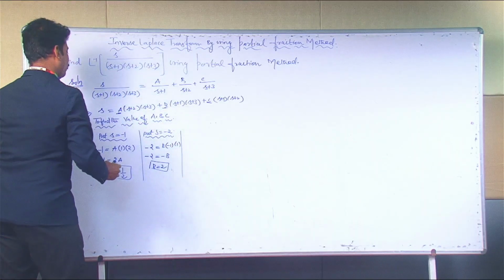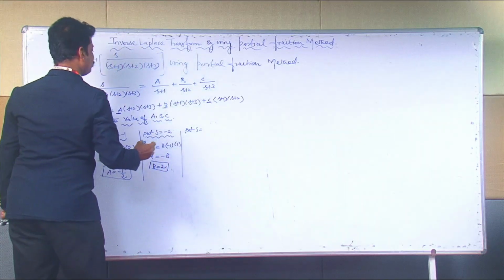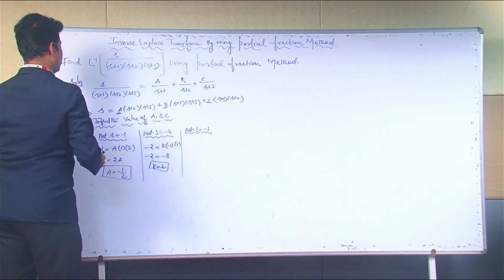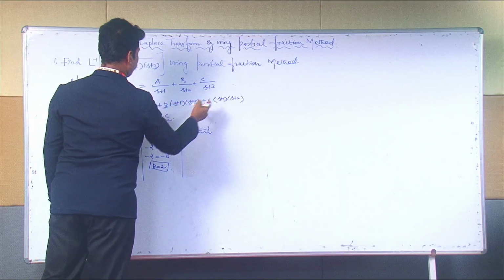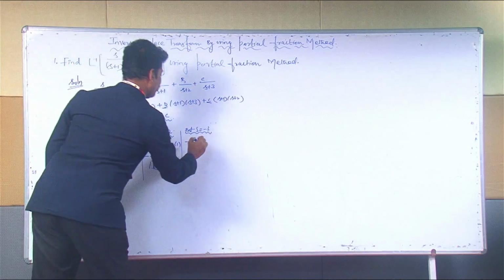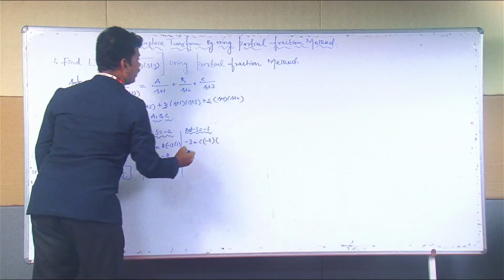And coming to the third one, put s equal to minus 3. If you substitute s equal to minus 3, the A term cancels, the B term cancels, and we get only C. Therefore, minus 3 equal to C into minus 3 plus 1, so this is minus 2, and then minus 3 plus 2.